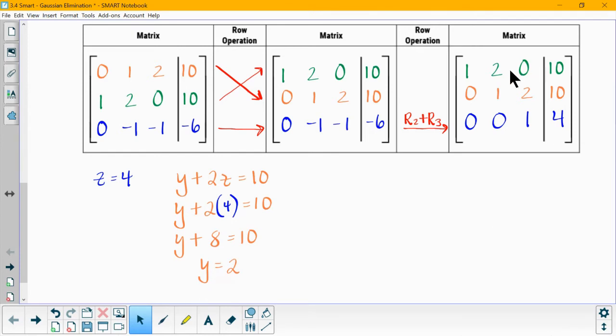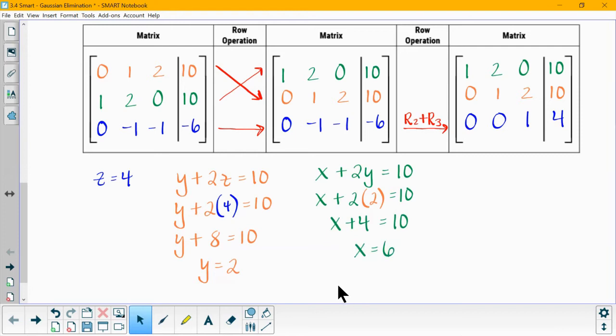And then I'm going to move up to my first equation. I have x plus 2y equals 10. So x plus 2 times my y value of 2 is equal to 10. X plus 4 equals 10, so x equals 6. Now, just like we did with solving by substitution and elimination, you are going to write this as an ordered, not pair, but an ordered triplet. So I'm going to get 6, 2, 4.